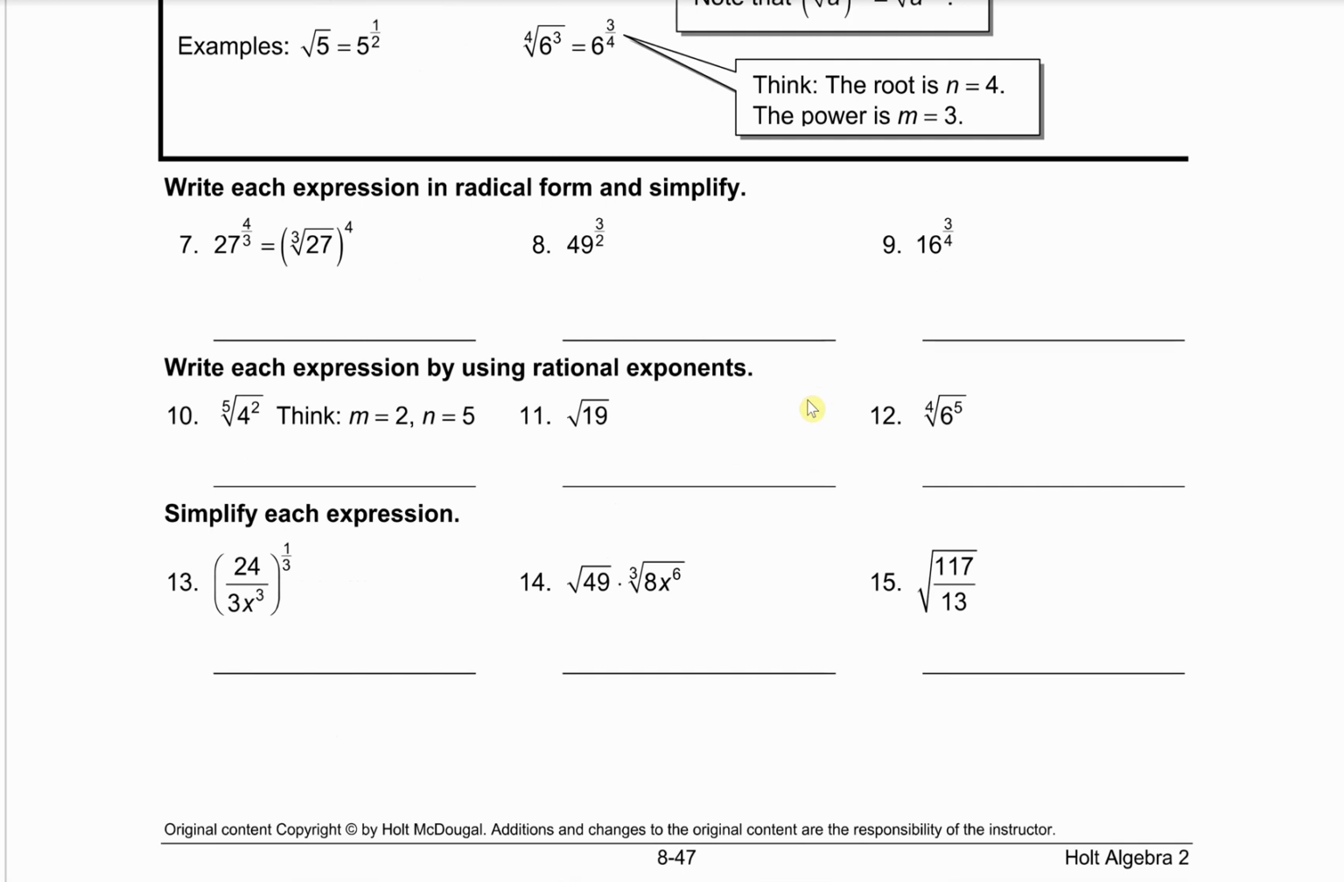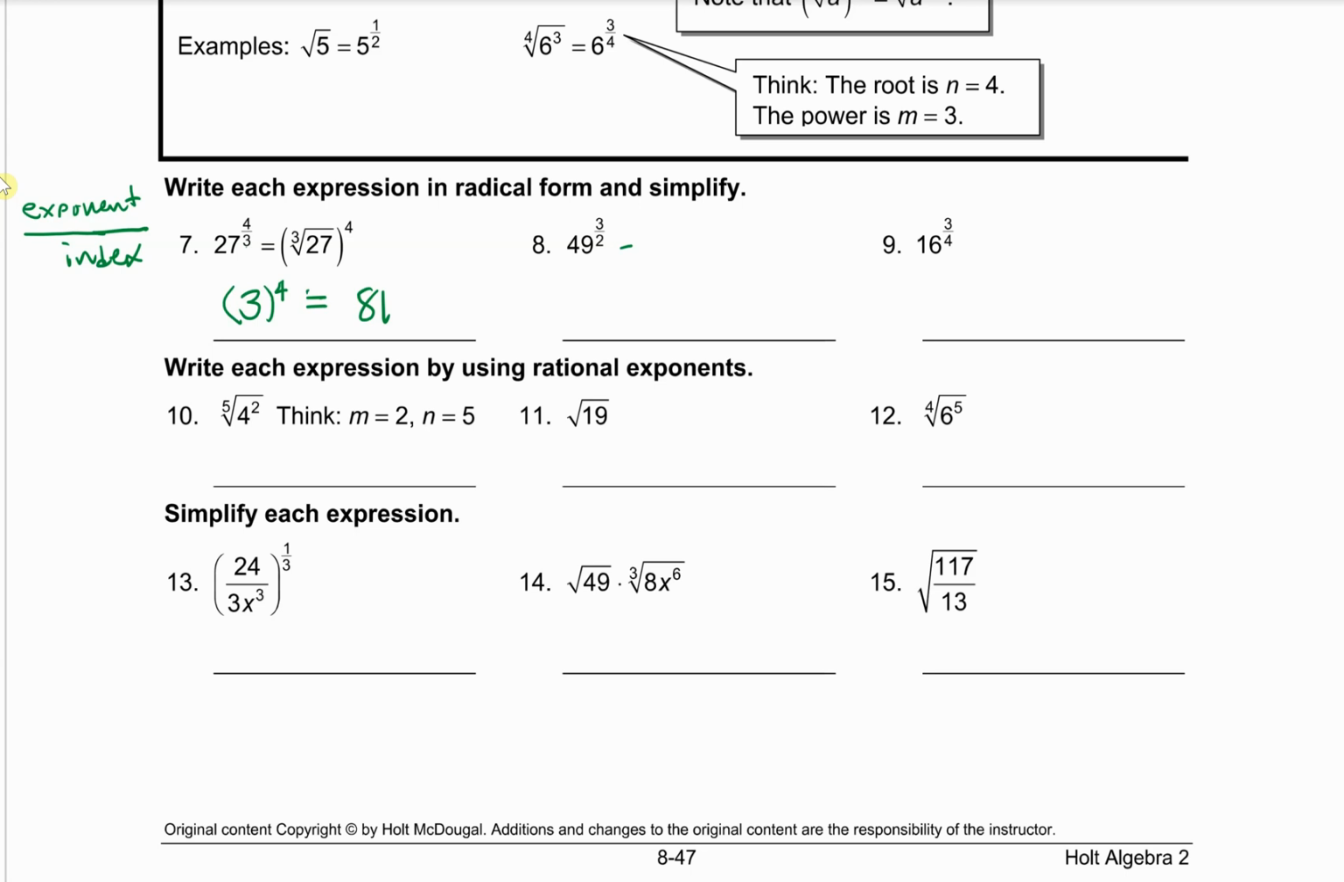27 to the 4/3. Well, that's going to be the cube root of 27 to the 4th. The denominator is your index, and the numerator is your exponent. Exponent, index. Cube root of 27 is 3, so I get 3 to the 4th, which is 81.